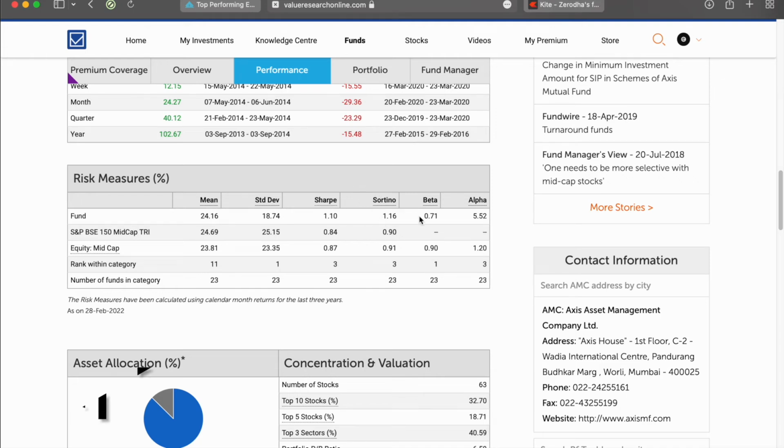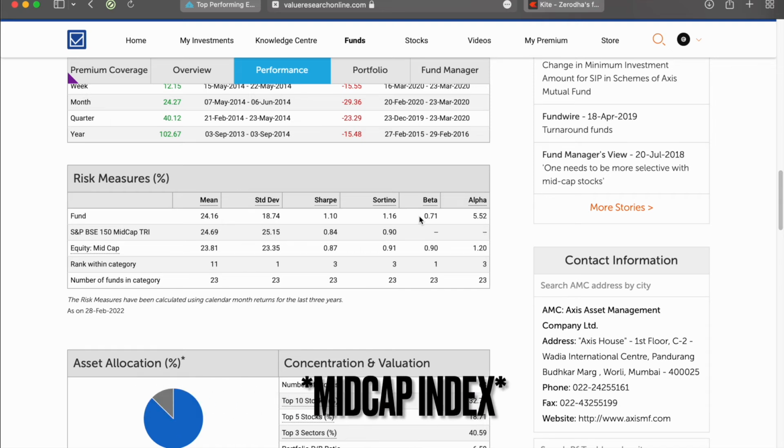Now, what is beta? Beta is movement with respect to the market. Market in this case, since we are analyzing a mid cap fund, is going to be a mid cap benchmark. So, if the mid cap benchmark moves by, let's say, 1%, how much is the fund expected to move? Now, since this fund has a beta of 0.71, it means that the fund moves less with respect to the market. This is helpful in the case, for example, if the market falls by, let's say, 1%, the fund will only fall by 0.71.